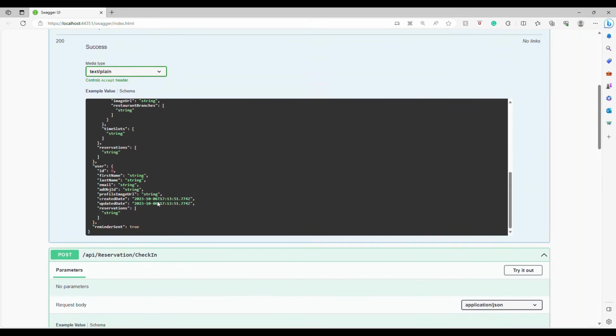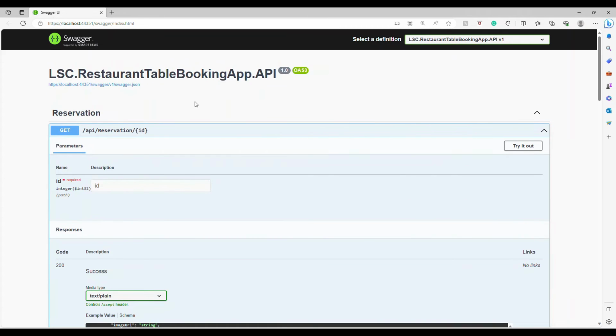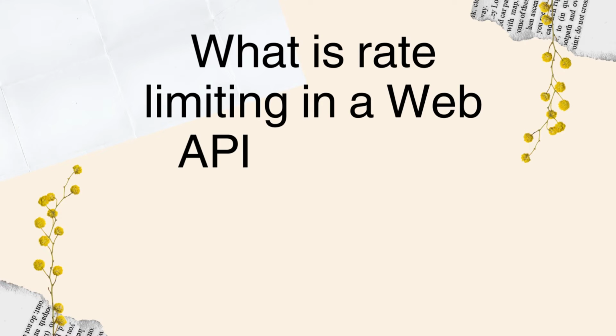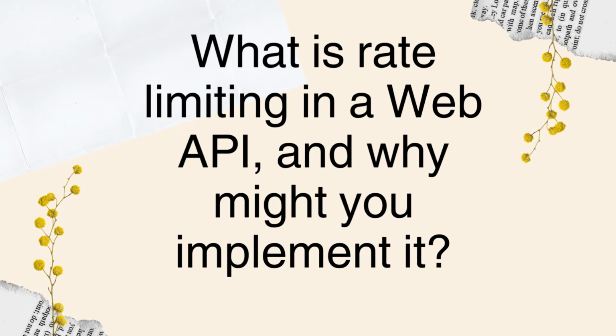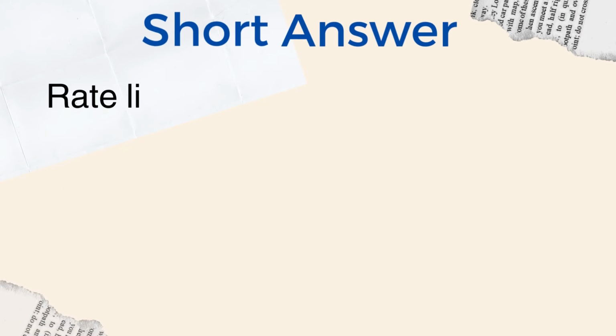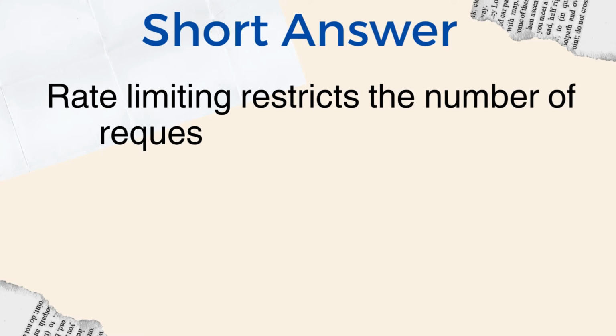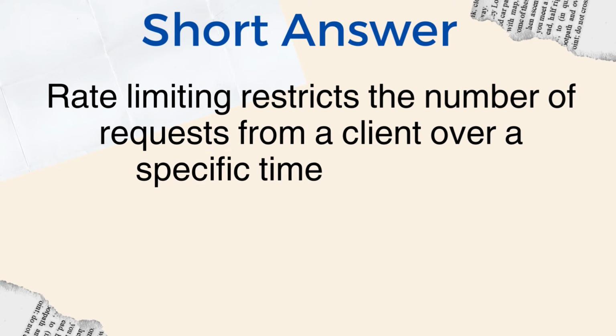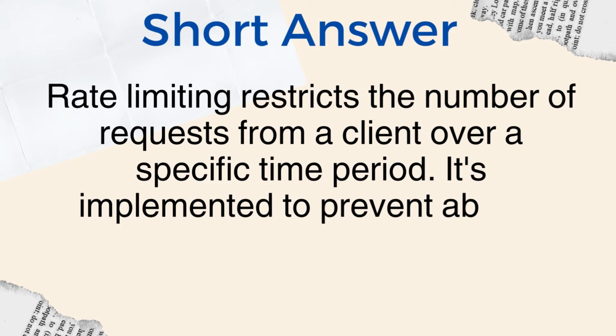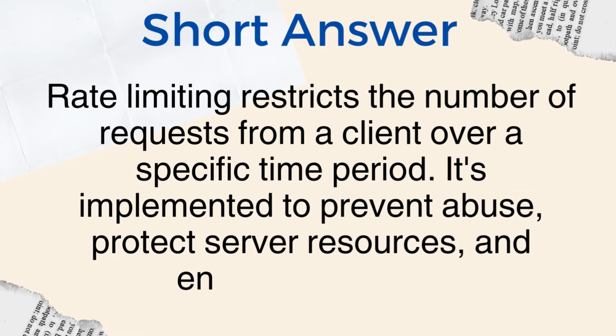So long story short, Swagger is one of the good documentation tools that supports exposing your endpoint details. The next question is, what is rate limiting in a web API and why might you implement it? Rate limiting restricts the number of requests from a client over a specific time period. It's implemented to prevent abuse, protect server resources, and ensure fair usage.